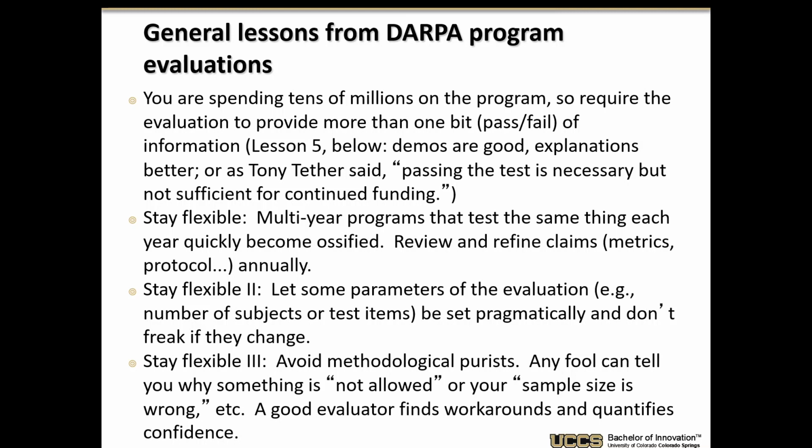That flexibility is important. Let some of the parameters of evaluation, like the number of subjects and items, be set pragmatically, and don't freak out when they change. There will be changes. In the first year, we saw our protocol for evaluation change 3 times. Not only did they change the metrics, they changed the protocol. So you can't bake in too much of what's going to happen. Part of that depends on how much data you can get, how curated it is, and how labeled it is, and they scaled what was happening as they were able to find more data.